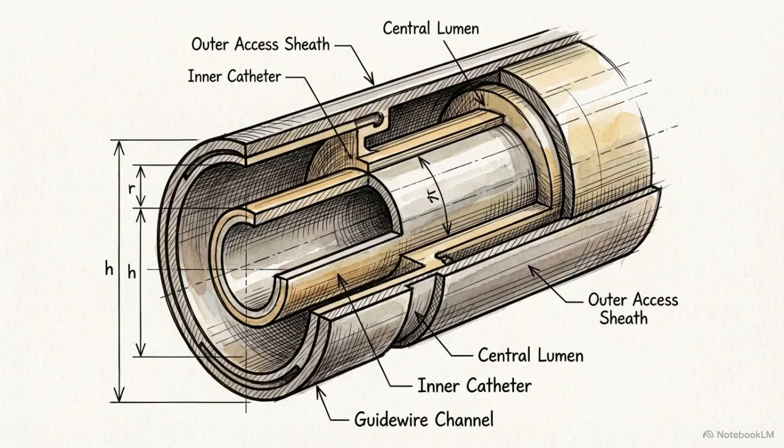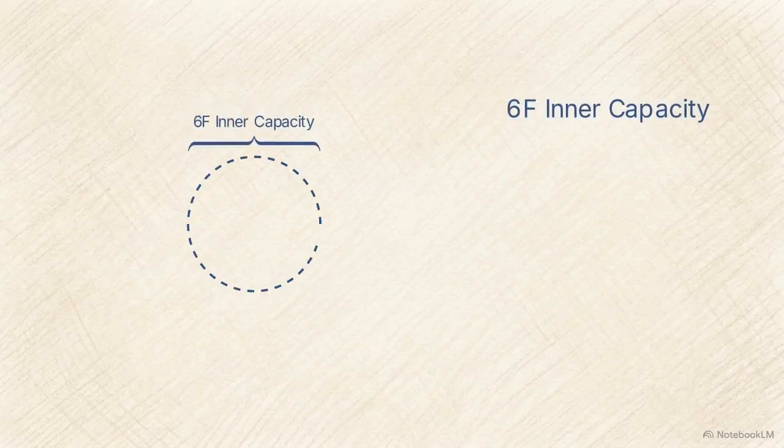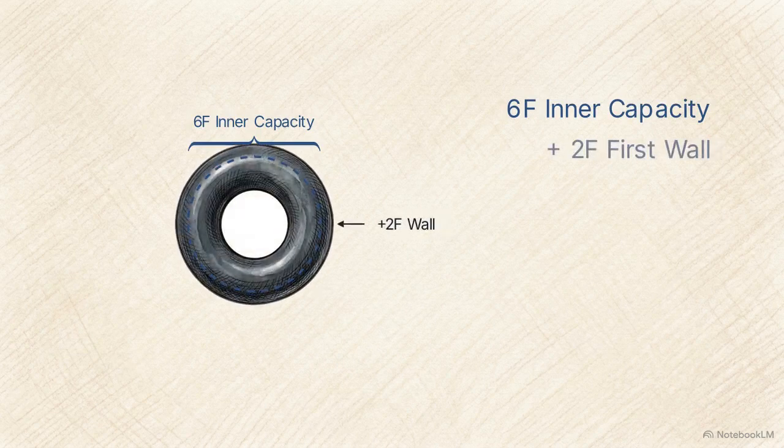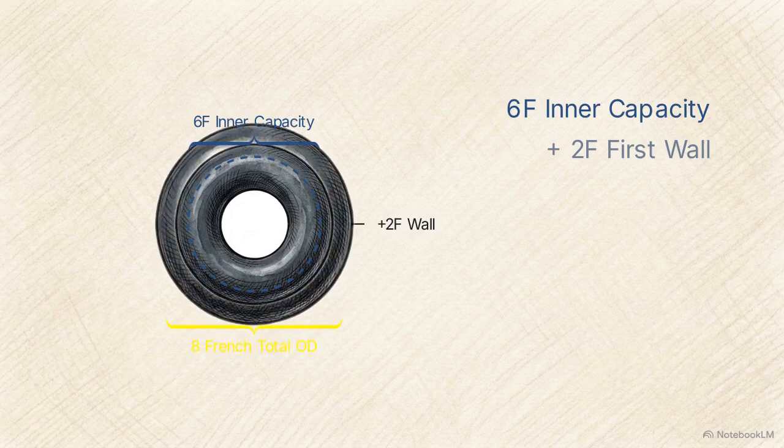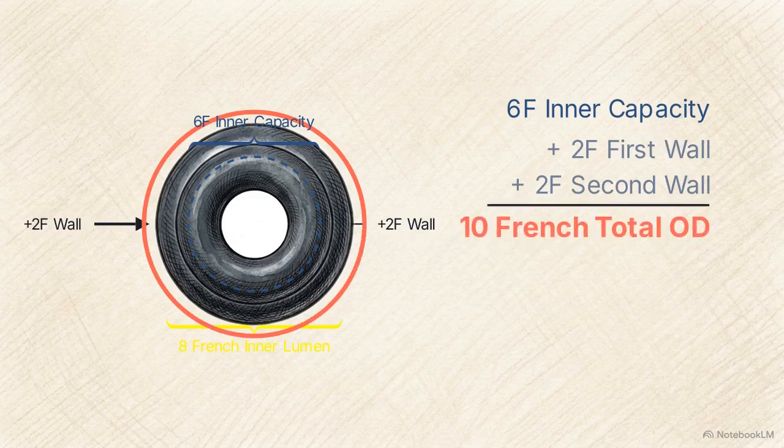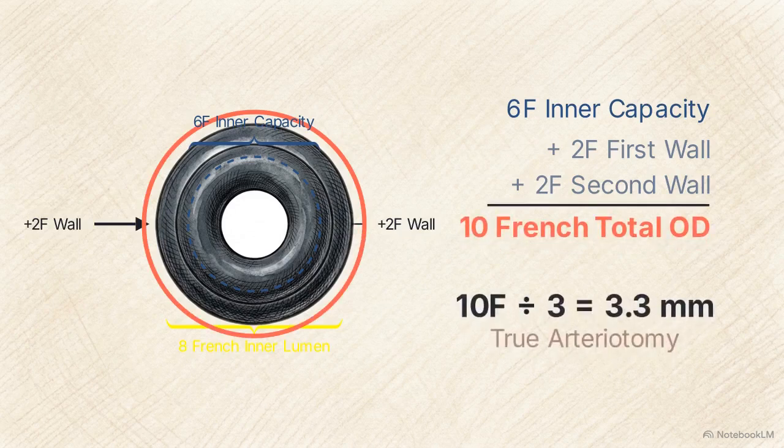We can now evaluate a more advanced, layered scenario, calculating the arteriotomy of a 6 French sheath placed coaxially into a short access sheath. This nested cross-section illustrates the logic trap. The short access sheath is the outermost layer touching the tissue. It must accommodate the 6 French sheath, plus its wall, meaning the short access sheath has an 8 French inner diameter. Adding the 2 French outer wall thickness results in a 10 French total outer diameter. Dividing by 3 reveals a 3.3 millimeter arteriotomy.